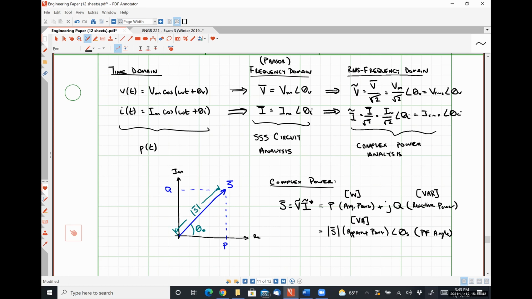So resistances absorb reactive power. Inductors absorb, excuse me, what did I just say? No. Resistances absorb average power. I'm sorry, resistances absorb average power. Inductances absorb reactive power. Capacitances supply reactive power. Sources supply whatever type of power they need to make the circuit work.